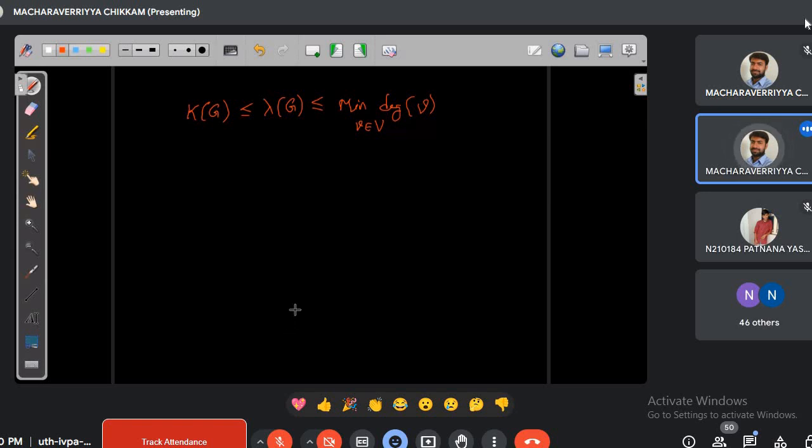Okay. So to make a graph disconnected, it is so simple. You just look at the vertex with minimum degree. You remove all edges incident with it. Then the graph becomes disconnected. Now, lambda G is always less than or equal to the minimum of degree of v, where v belongs to the vertex set. This is the relation we can say.